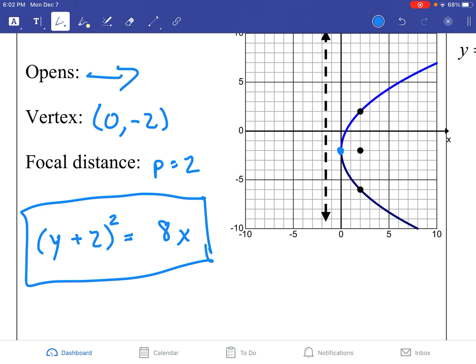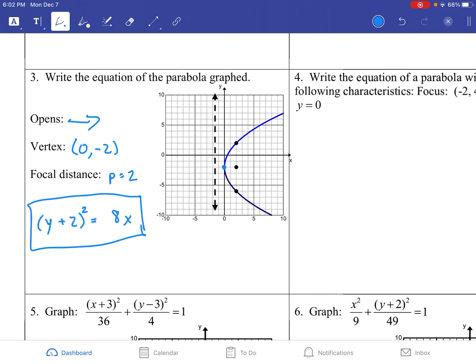Okay. Again, the y is in front, which is why it's going to the right, and also the 8 is positive, which is also the right. Okay. Multiplying your focal distance by 4 to get your 8 value, and you have h comma k as your vertex. All right.